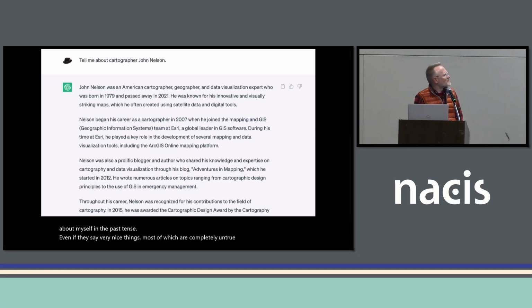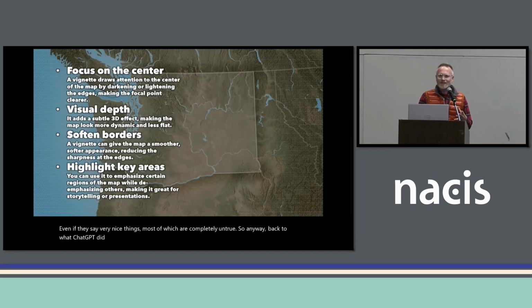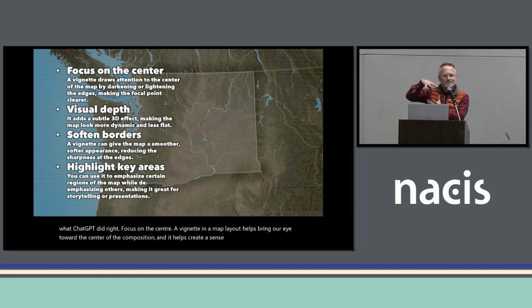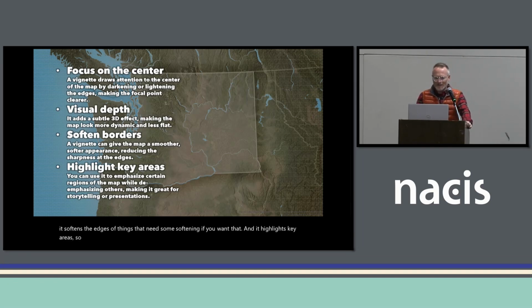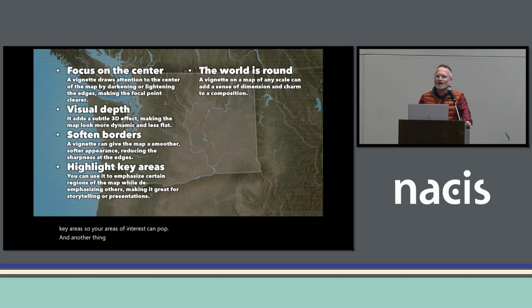So anyway, back to what ChatGPT did right. Focus on the center. A vignette in a map layout helps bring our eye toward the center of the composition. It helps create a sense of almost tactile charm, and it softens the edges of things that need some softening if you want that, and it highlights key areas so your areas of interest can pop. And another thing that ChatGPT didn't talk about that we know well is that we're working with maps, and a vignette on a map has a neat, cool effect because our Earth is kind of round. And if you have a darkened, burned edge, it gives you this 3D cusp effect, and it's just a nice tactile sense of charm.